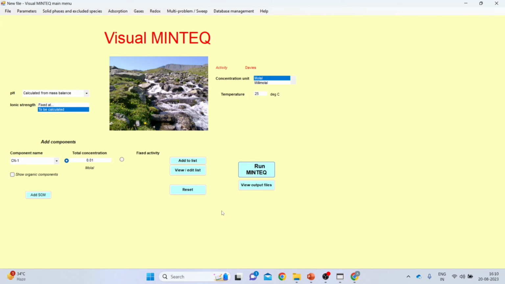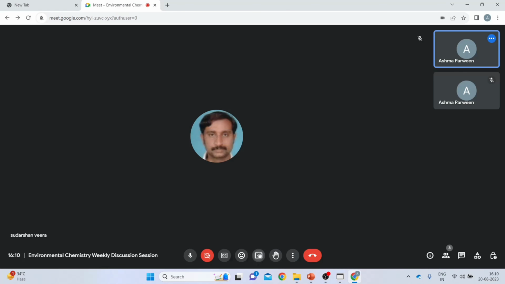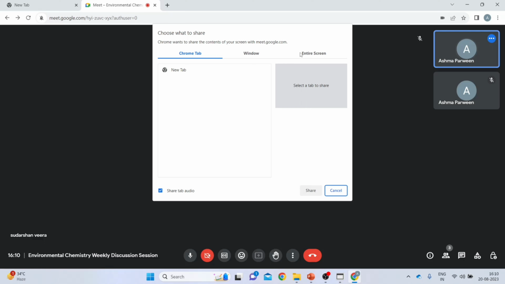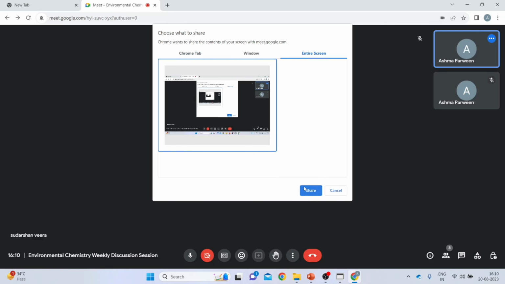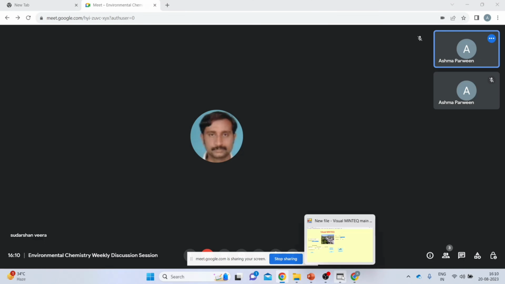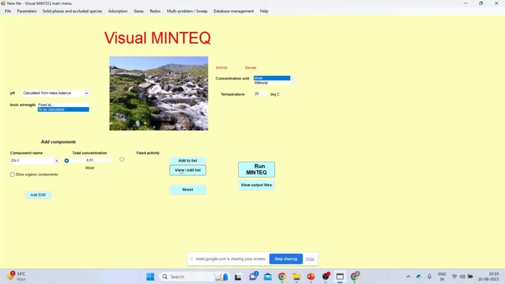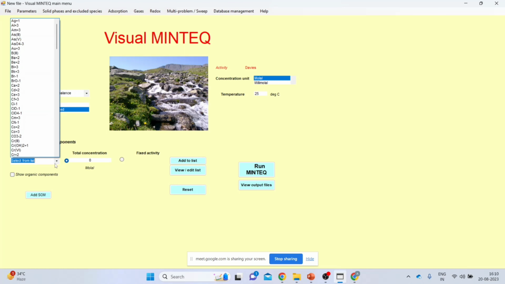We have to add, so since we have solved the previous question, we can do the reset from here. It will reset all the components added. So we have to add the pH from mass balance. Ionic strength is to be calculated. So let's add the component.